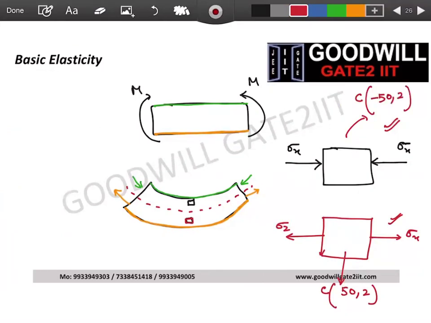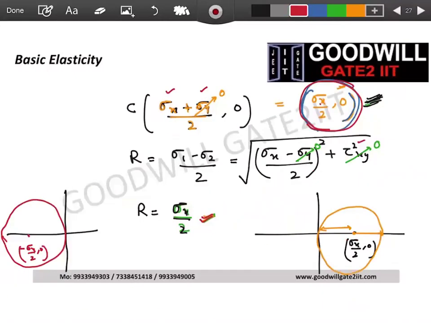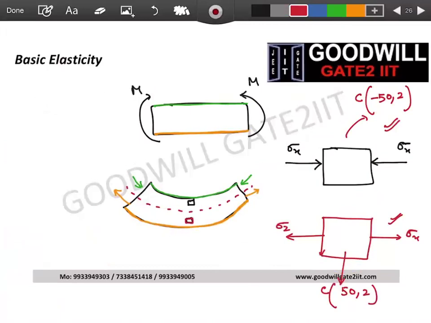It's minus 50. Formula is this, but sigma x can be positive or negative both, right? So one possible solution is that center of Mohr circle is at plus. Another possible solution is that center of Mohr circle is at minus. Is this part clear? Yes, sir.